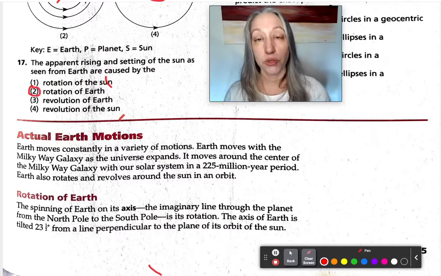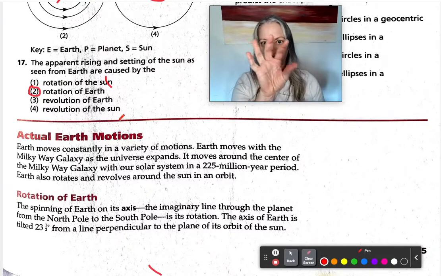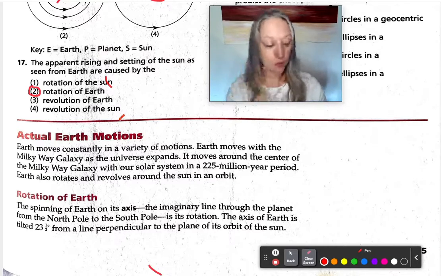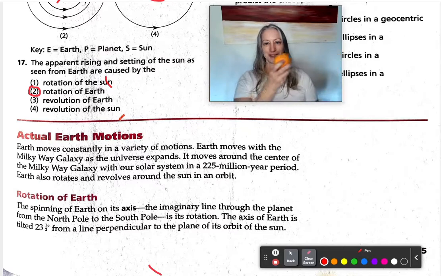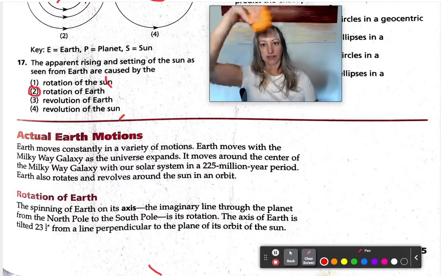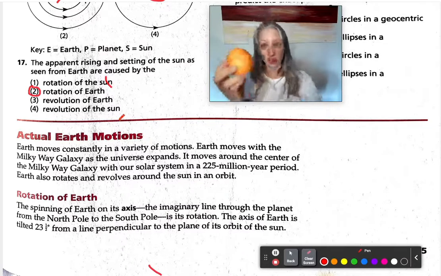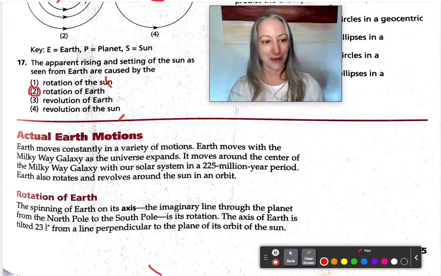Okay. It's important to know the difference between rotation and revolution. Rotation is the spin of the Earth, right? And that causes daily cycles. Revolution is when the Earth goes around the sun, right? So if my head is the sun, the Earth goes around the sun. And that's something that causes yearly cycles because it takes a year for the Earth to go around the sun. Okay.